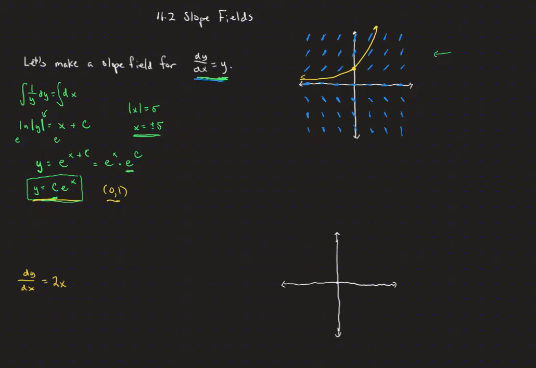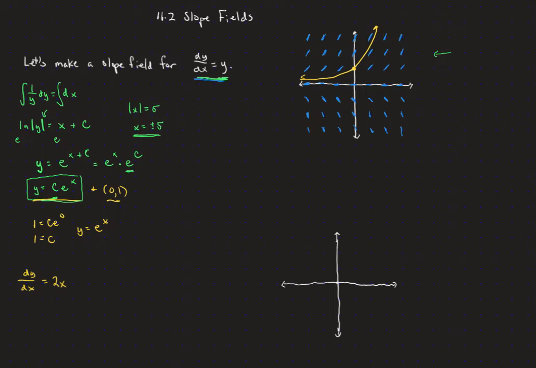We could actually solve for our c in this case, because if we say 1 is equal to c e to the 0, that means c is going to be equal to 1. And so our particular solution is going to be 1 e to the x.